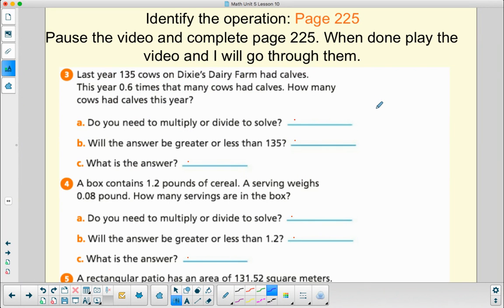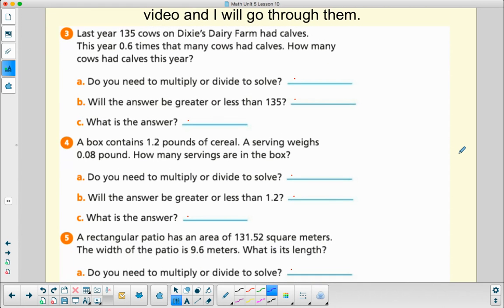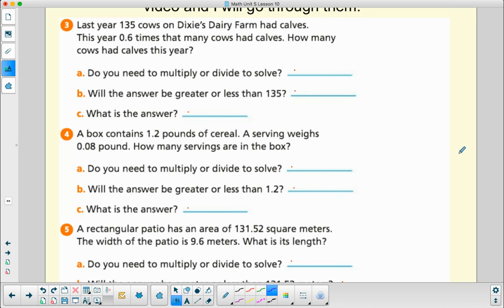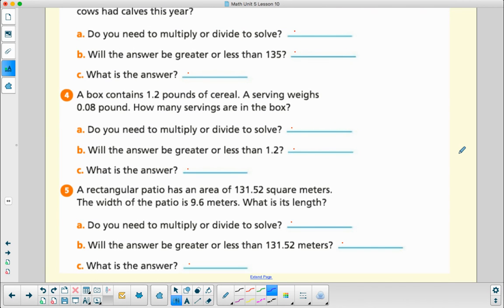Go ahead and try 3, 4, and 5 the same way I did them. I will scroll down so you can see them. There's 3 and 4 and part of 5. There's the rest of 5. When you're done, unpause to see my work.